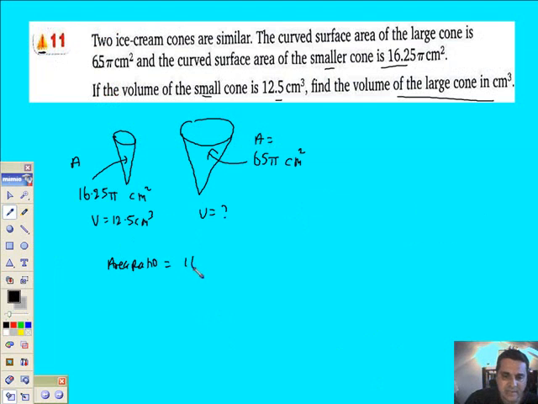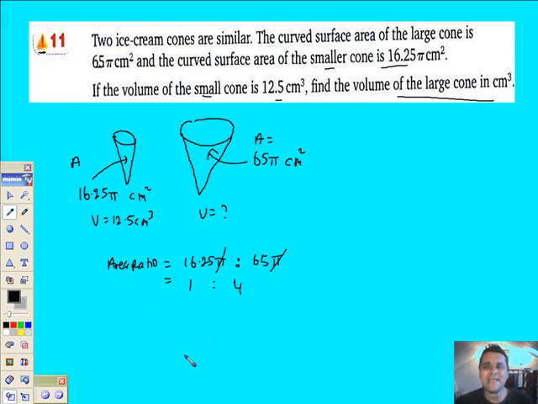The area ratio is going to be 16.25 pi compared with 65 pi's. Let's just cancel the pi's. If I divide both sides by 16.25, I should reduce down the area ratio quite nicely. So 16.25 divided by itself is 1, and 65 divided by 16.25 is 4. There you go. So the area ratio is 1 to 4.